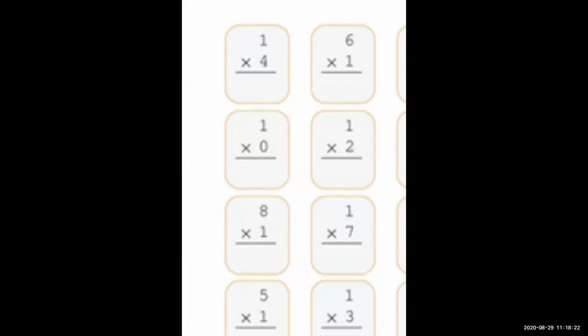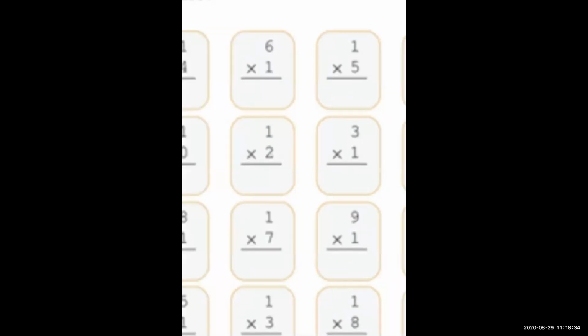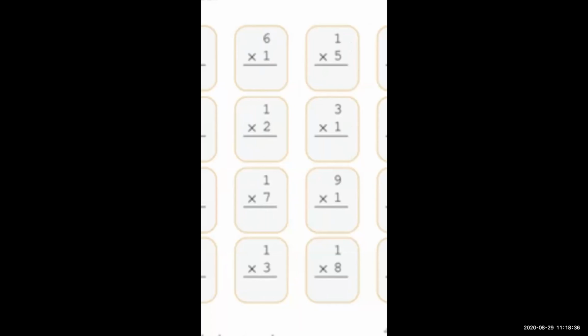Yes, 1 into 4. 1 into 4 is equal to, answer is what? 4. Very good. Second one. 6 into 1. Answer is 6. 3 into 1. Answer is 3. Okay, these are also very simple sums, right? Multiply by 1 digit into 1 digit.